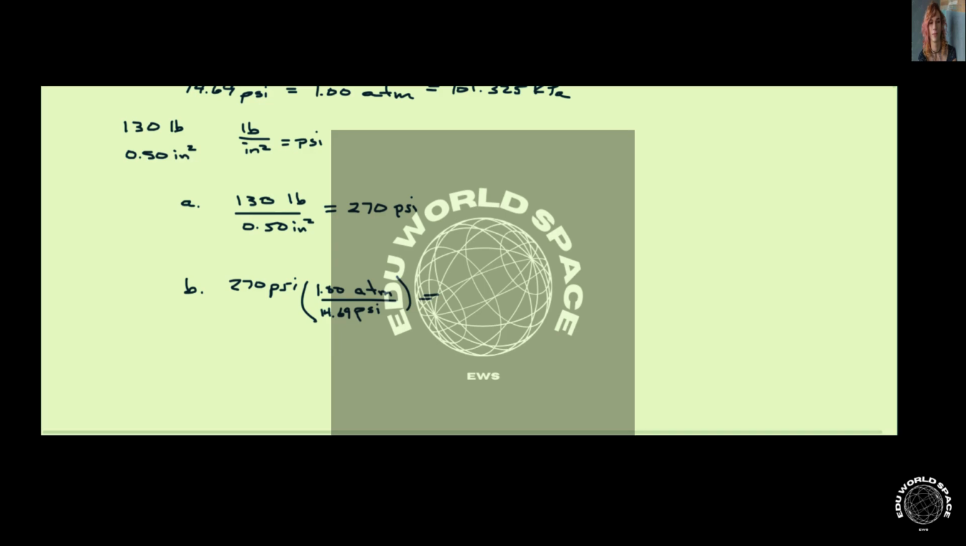And so when you do the math on this, remember that you've got only two significant figures in 270. So we're going to get 18 atmospheres. Now your calculator is going to show 18.3798, and so on. But we can only answer to two significant figures because 0.50 only had two significant figures in it. So our 270 only has two significant figures in it. And if we want to do the same thing, oh, I'm sorry, that was part C.